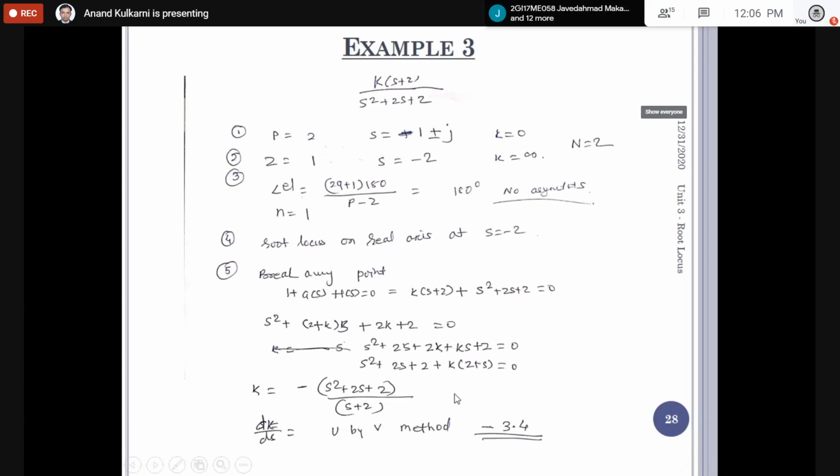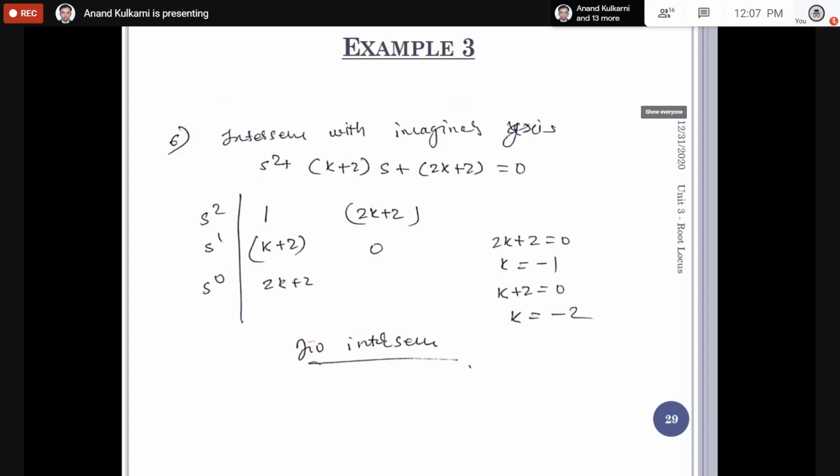Then if you differentiate this with respect to s, dk by ds, and equate it to 0, see here, this is the u by v method you have to use in differentiation. That is u into differentiation of v minus v into differentiation of u, and then you get one second order equation, and by that one feasible coordinate you will get, that is minus 3.4. Minus 3.4 is the breakaway point. The other 2 points will not be significant.